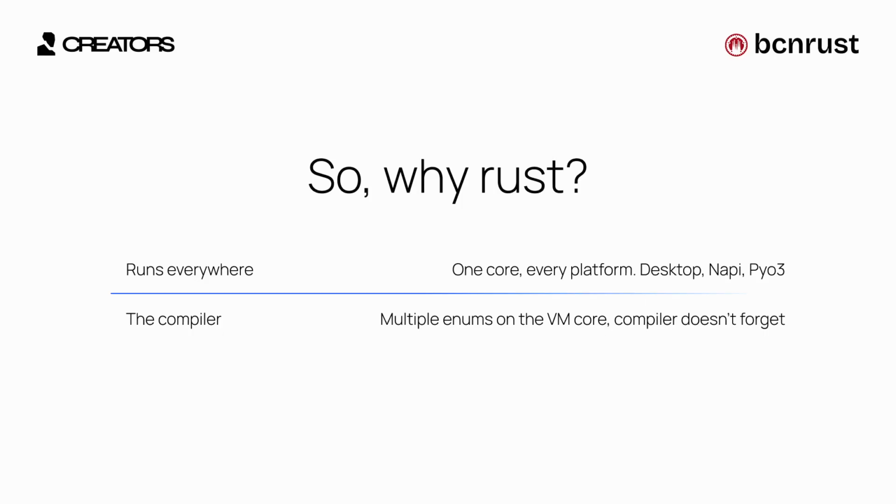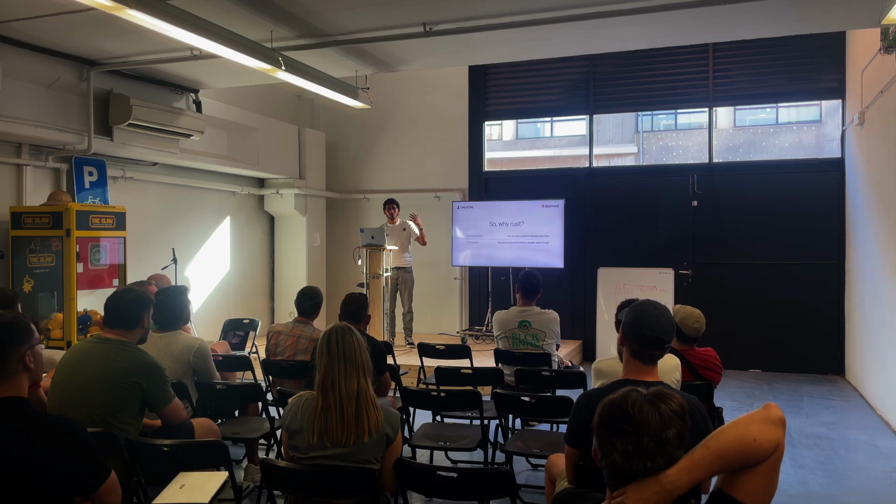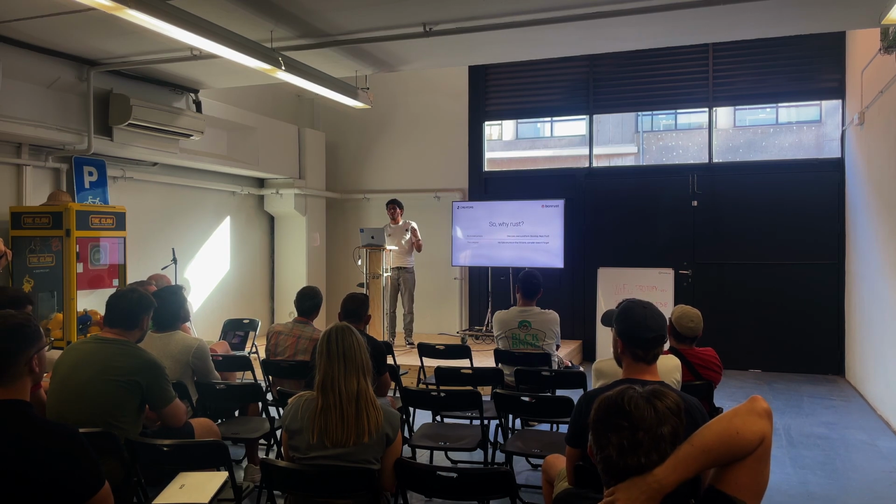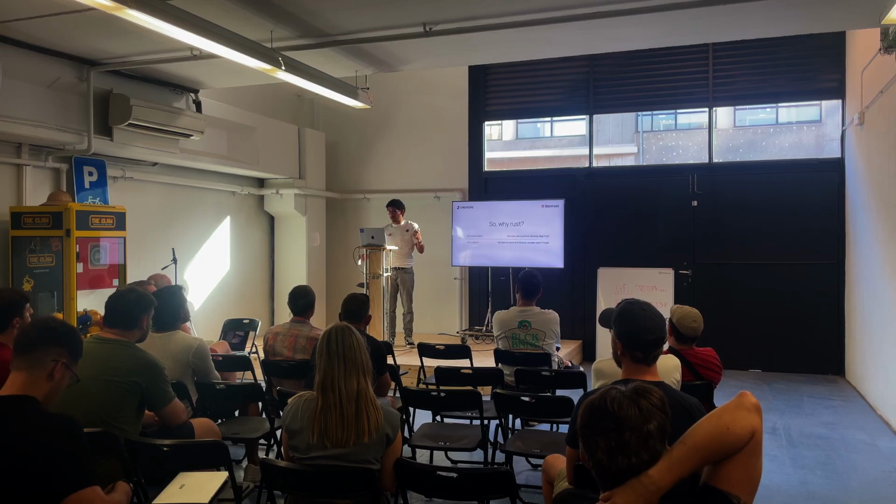Right now, we have a project with plenty of lines, and we have multiple enums everywhere, and the compiler tells us when we are not making a correct match of all the use cases that could happen.